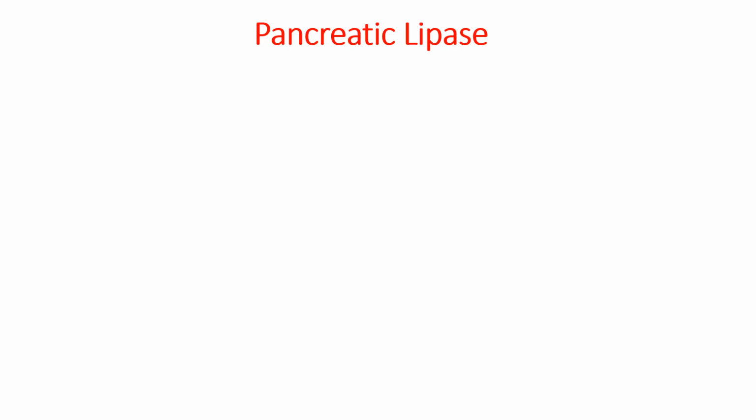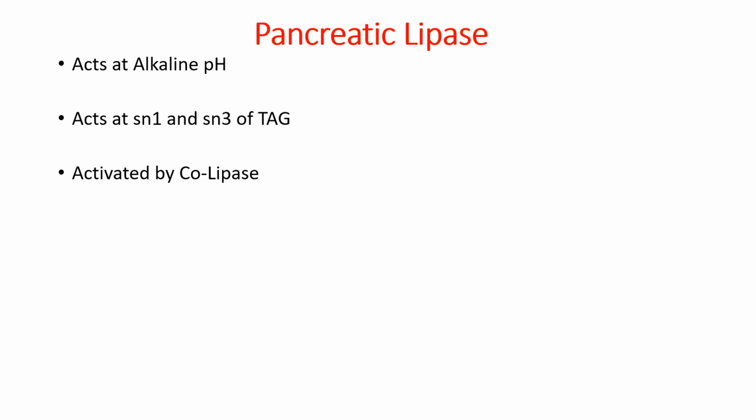Now coming to the pancreatic lipase, which is the main enzyme that breaks down TG and helps in the digestion of fat. It obviously comes from the pancreas, acts in the small intestine and acts at alkaline pH. Here it acts on two ester bonds, at position 1 and position 3, and it leaves position 2, which is not broken. It is also activated by another molecule known as colipase.